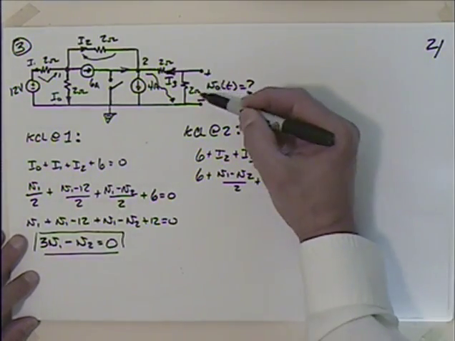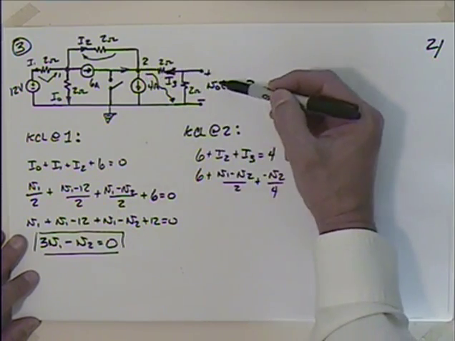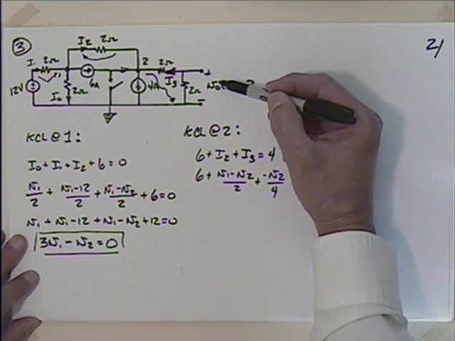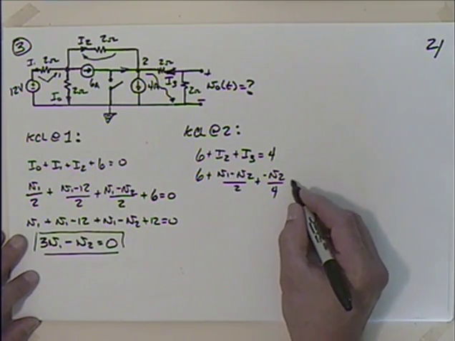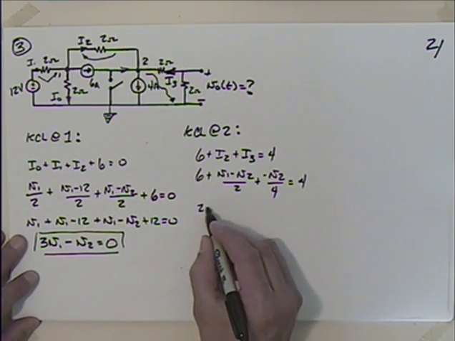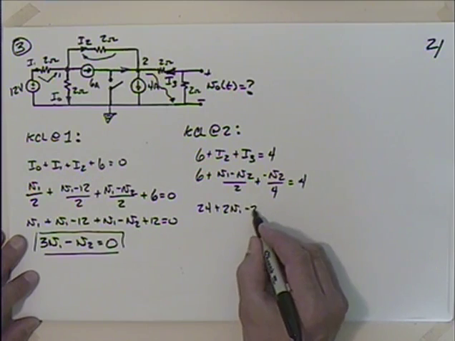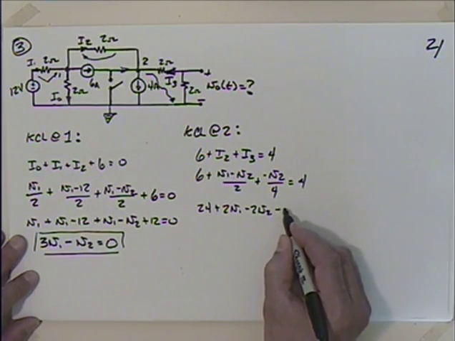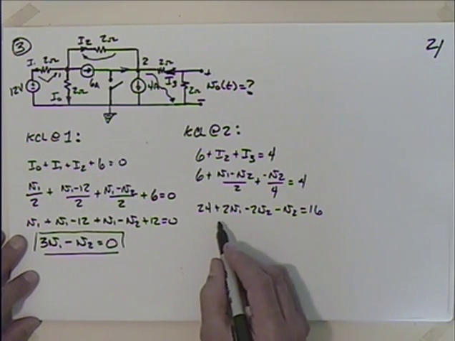Now we could talk about V0 here, but I'm not going to introduce that as an unknown. I'm just going to find V2 and then use voltage division to get V0, because that's what I'm really looking for. So I've got that is equal to 4, multiply everything by 4, I have 24 plus 2 V1 minus 2 V2 minus V2 is equal to 16.